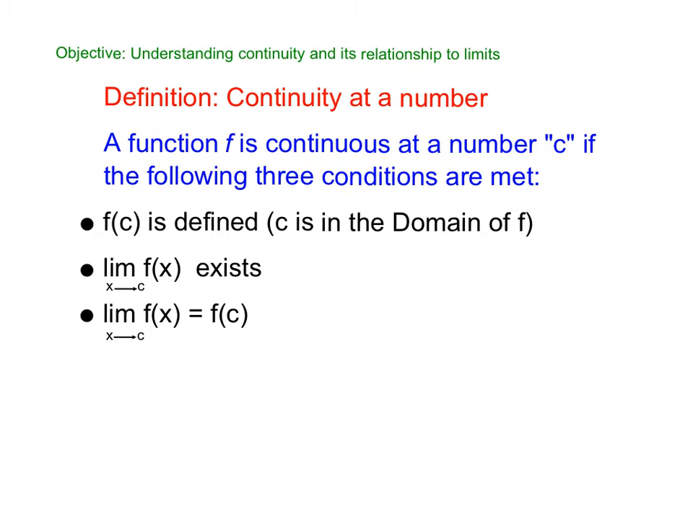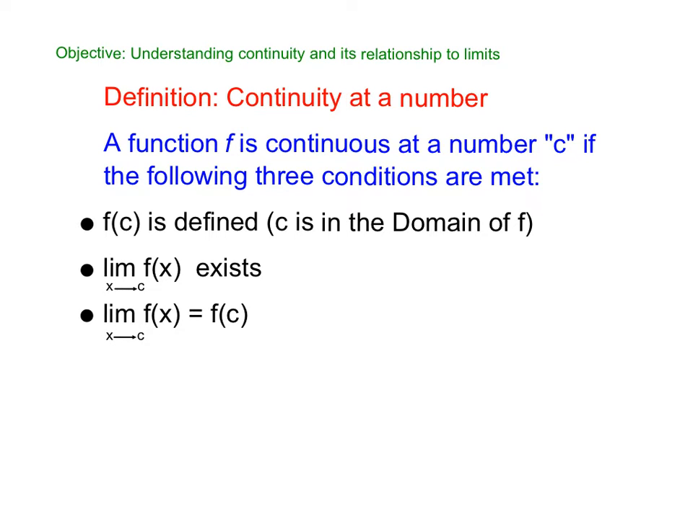All right, so write this down. Definition, continuity at a number. A function f is continuous at a number c if the following 3 conditions are met. f of c is defined, so we have to have it in the domain. The limit exists, and the limit equals the function value.